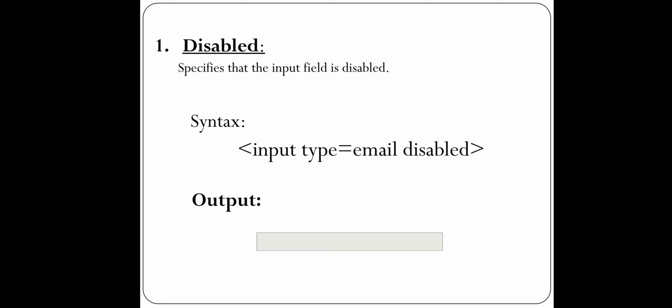So this is the first input restriction, that is disabled. It is used with the input tag. As the name suggests, it is used to disable the control, right? Using this attribute you can disable the control, means the user cannot enter anything in this control.